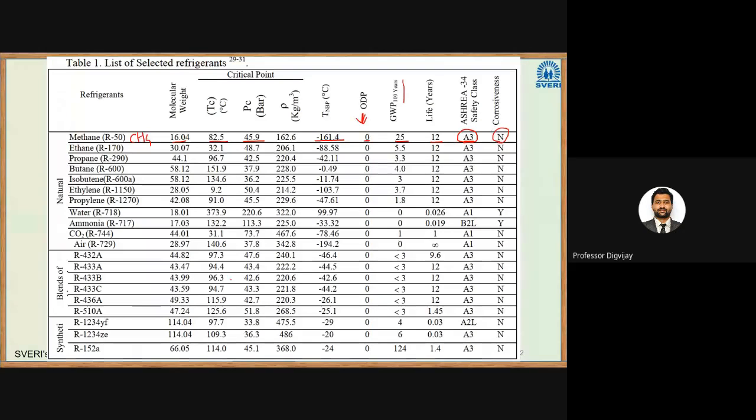If I take air, in that case life is infinite. So you can use air as many times as I want in a given VCRS system, an air refrigeration system. In that case you can also see it is labeled as A1. A1 means less toxic and non-flammable. Is it corrosive? We know that air is not corrosive. Okay.